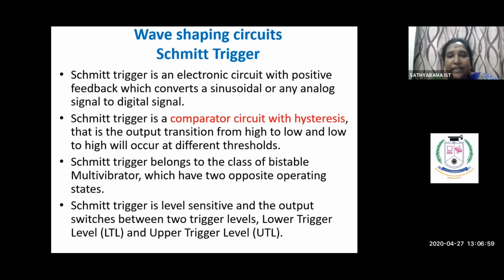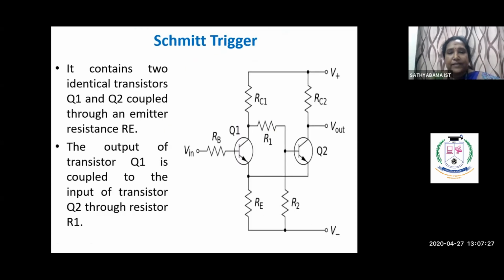And the second point here is the transition from high to low and low to high. You can refer to the two triggering levels as LTL and UTL, lower triggering level and upper triggering level. Instead of calling it trigger, we can also use the word threshold: upper threshold value and lower threshold value. See the circuit diagram here. Two transistors Q1 and Q2 are connected. The output of transistor Q1 is coupled through R1 and given to the input of Q2.